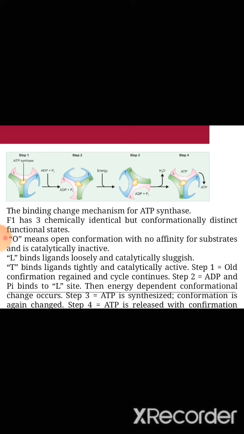Initially, the ADP and inorganic phosphate are loosely bound to the catalytic site on F1. Then as the FO accepts protons, the affinity for ADP is increased. So the L form is converted to the T form. ATP synthesis occurs in the T form, and the T state converts back to the O state when ATP is released.